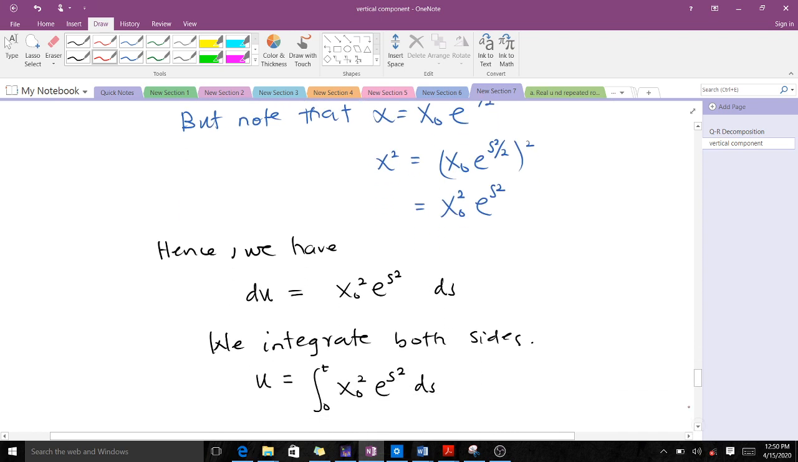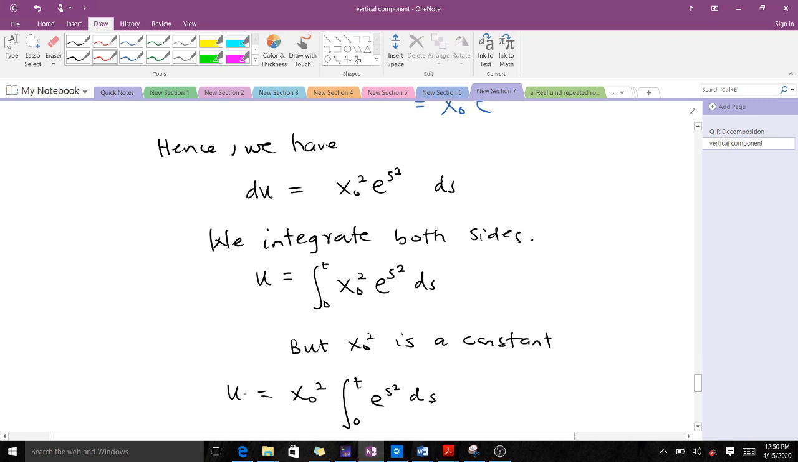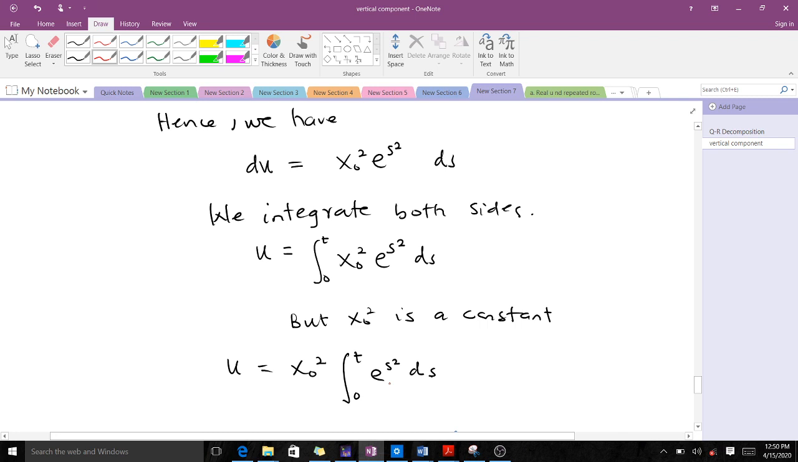So when you integrate both sides, you get u, which is a function of x and t, equal to the integral from 0 to t of x naught squared e^(s²) ds. So the integral of this from 0 to t, that's the limit. You realize that our x naught here is a constant, so we can pull that one out. When you pull it out, you get u equal to x naught squared times the integral from 0 to t of e^(s²) ds. But you should know that we can't use normal integration to do this, so we maintain it.